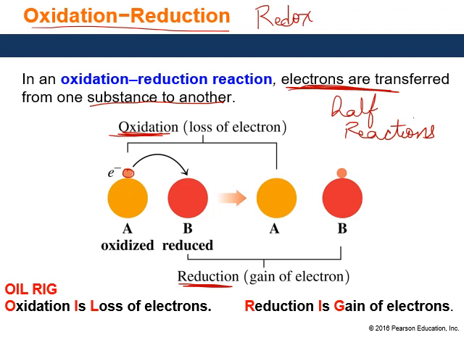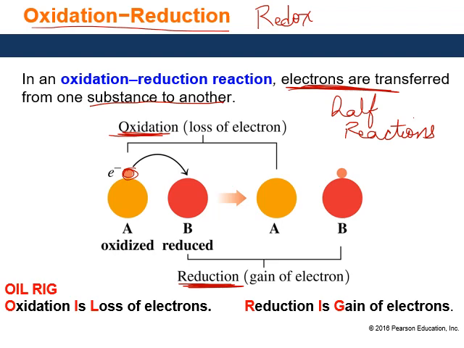What is oxidation by definition? Oxidation is loss of electrons. So whoever lost the electron is oxidized. Example here, A lost this electron. A had the electron, in the product A doesn't have the electron. So A lost its electron, so A is oxidized. B did not have an electron in the beginning, but now in the product it does, which means B is reduced. Whoever gains the electron is reduced. Reduction is gain of electrons.